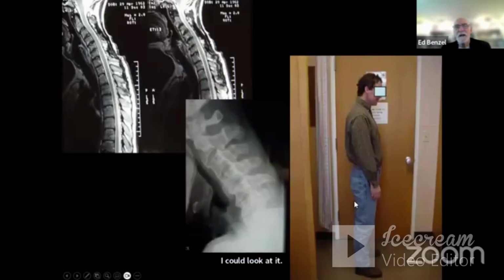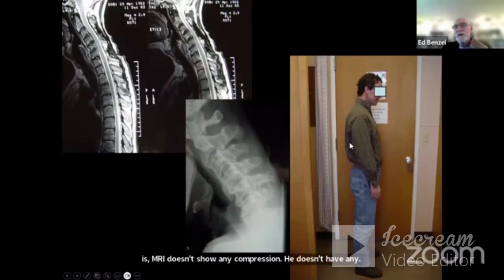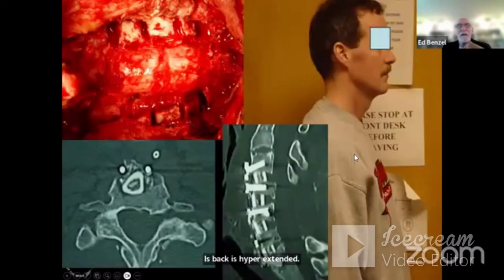He's got a kyphotic posture. So his MRI doesn't show any compression. He doesn't have any myelopathy. But look at his posture. Look at his kyphosis trapezius sign. His back is hyperextended. So he's got neck pain and he's got back pain.